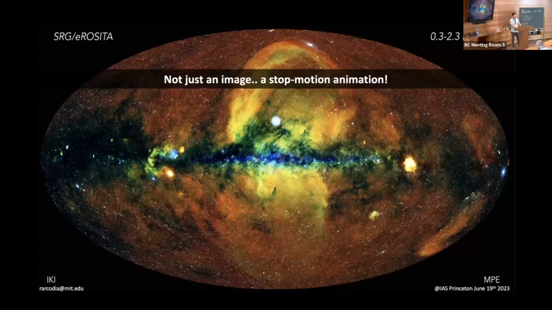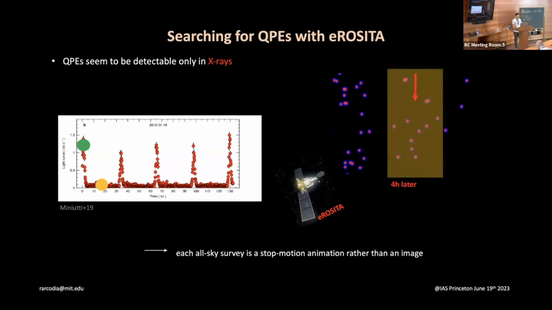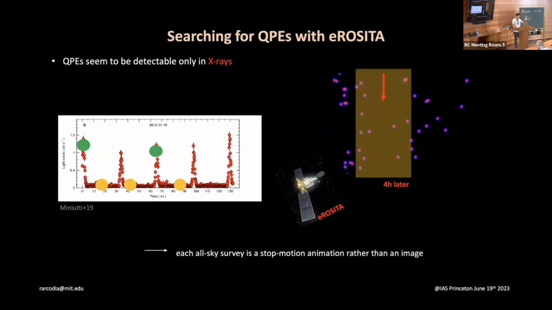But this is not just a single image. It's rather a stop-motion animation. Each image is compiled from shorter images of 40 seconds, taken a few hours apart, rather than a single passage. Imagine there is a source undergoing QPEs in the sky. eROSITA passes over it once and finds a detection. Then 4 hours later, there's nothing, maybe nothing again, then something pops up at the same location as the field of view moves further out, then nothing again. This is the sketch we had in mind when QPEs were discovered.